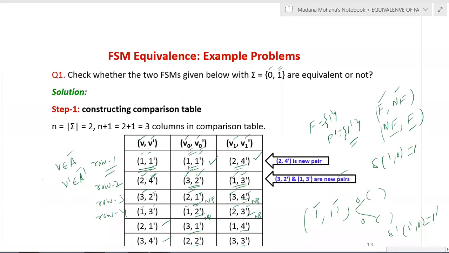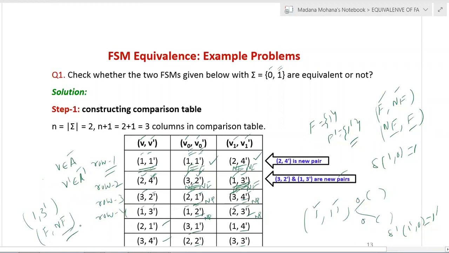Here you can see both are final. This won't be considered. 2 comma 4 dash, here both are non-final. Now 3 comma 2 dash, both are non-final. Now 1 comma 3 dash, here you can see 1 is a final state of the first machine, then 3 dash is a non-final state of the second machine. Now you can see the pair. So here the pair 1 comma 3 dash is in the form of final state comma non-final state.